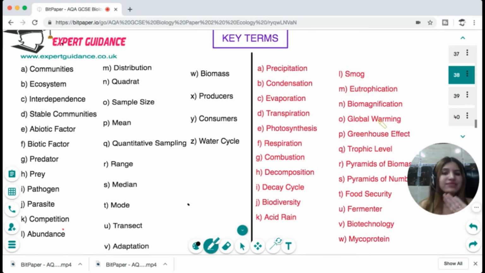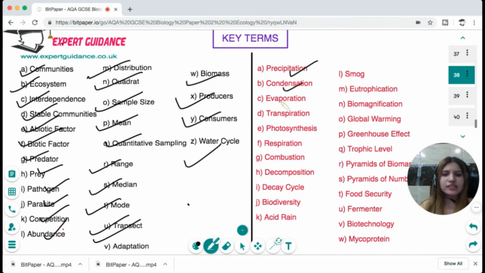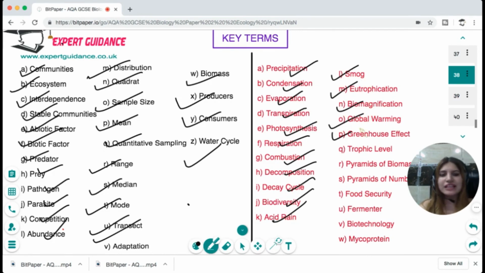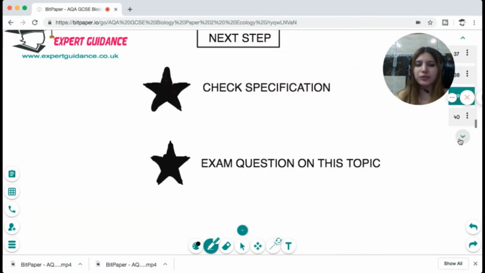Now you should know and define all these key terms. You should know what is a community, ecosystem, interdependence, stable communities, abiotic factor, biotic factor, predator, prey, pathogen, parasite, competition, abundance, distribution, quadrat, sample size, mean, quantitative sampling, range, median, mode, transect, adaptation, biomass, producers, consumers, water cycle, what is precipitation, condensation, evaporation, transpiration, photosynthesis, respiration, combustion, decomposition, decay cycle, biodiversity, acid rain, smog, eutrophication, biomagnification, global warming, greenhouse effect, trophic levels, pyramids of biomass, numbers, food security, fermenter, biotechnology, mycoprotein.